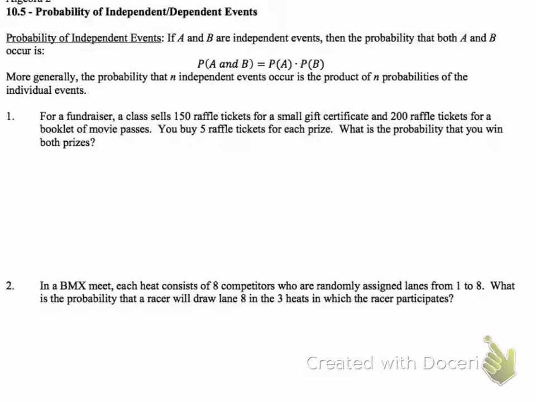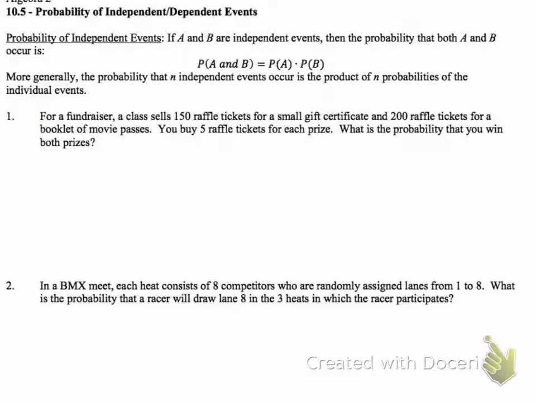They are independent. But dependent events could be the probability of having blonde hair and the probability of having blue eyes. So maybe your hair color and your eye color are dependent events. They depend on one another. Or how much time you spent studying and the grade that you make. That could be dependent. So one affects the other.